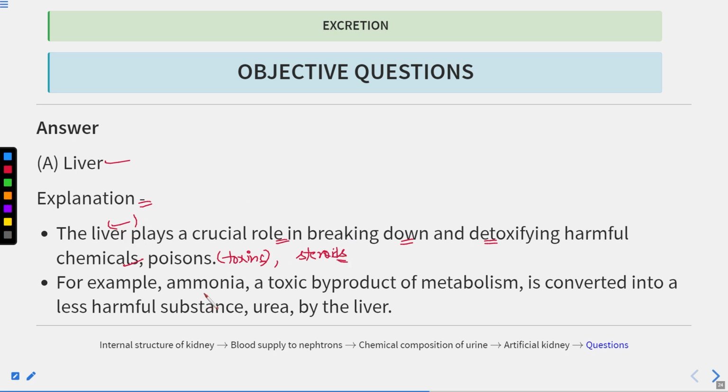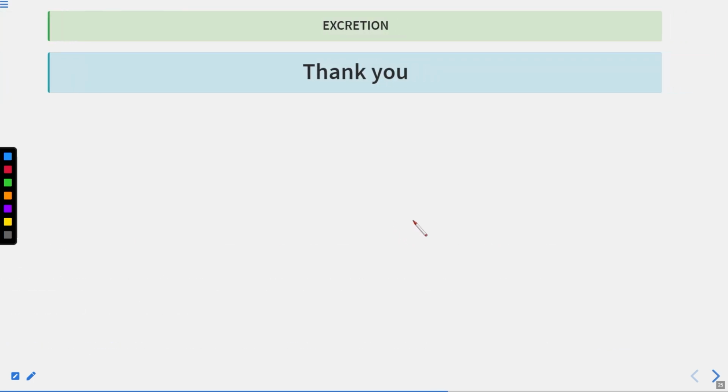For example, ammonia, which is a toxic byproduct of metabolism, is converted into a less harmful substance known as urea, and this happens in the liver. Then urea can be eliminated out of the body through urine. So this was the end of this session.